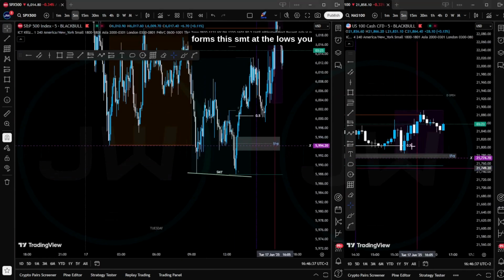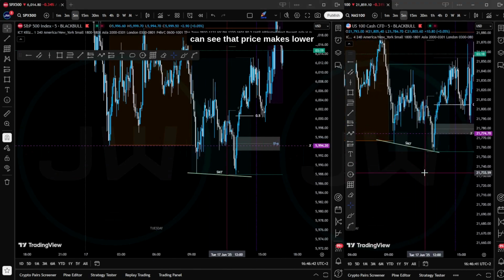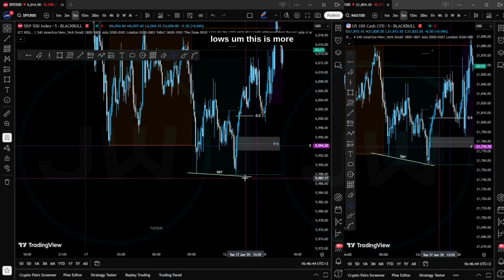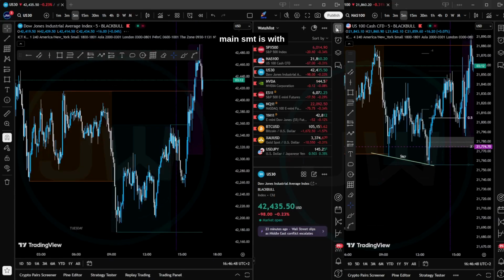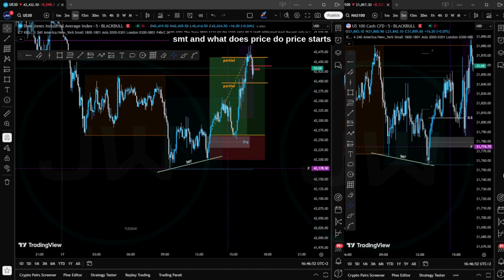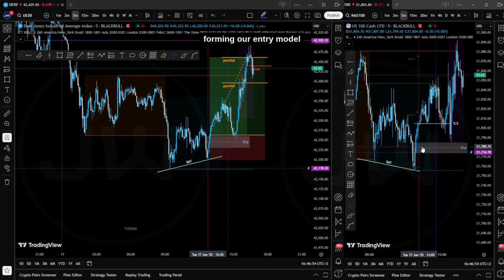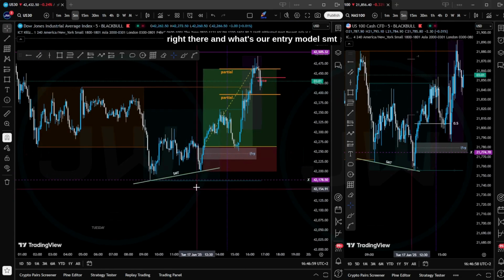Price forms this SMT at the lows. You can see that price makes lower lows. This is more like equal lows, but the main SMT is with US 30. Okay, we make an SMT, and what does price do? Price starts forming our entry model right there. And what's our entry model?